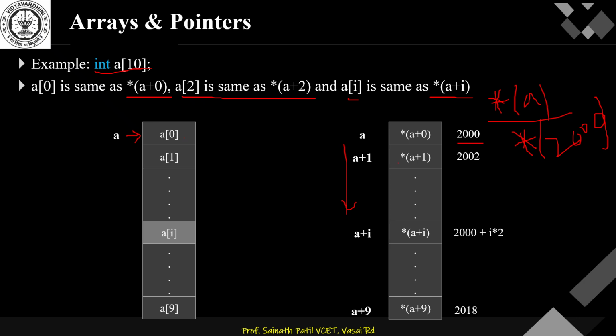Now suppose, for example, the ith element address. 2000 is the base address, so the 0th element address is 2000. The first element address is 2002, because each element requires 2 bytes since we declared integer. That is why the ith element address can be found as 2000 + i * 2. Here the * with 2 is a multiplication sign, and whenever it comes with a variable, it is the value at operator.